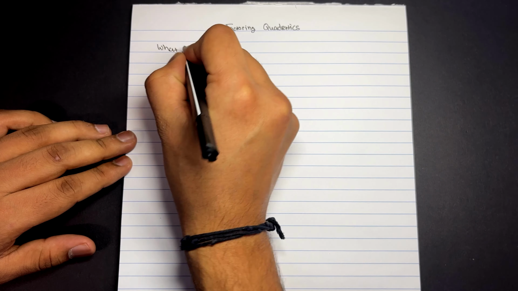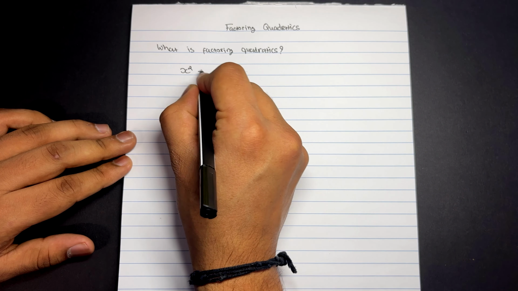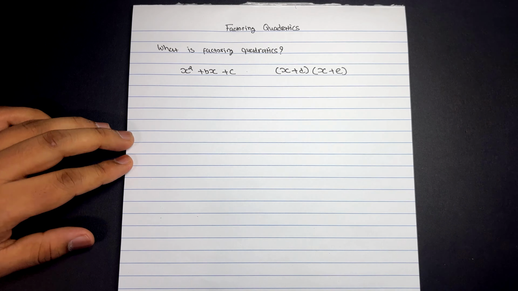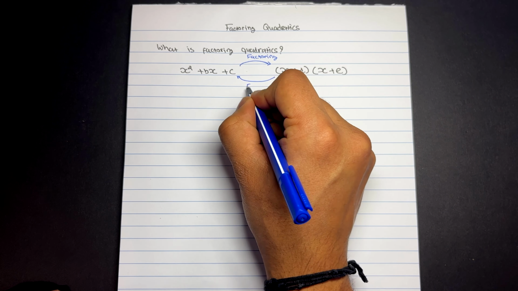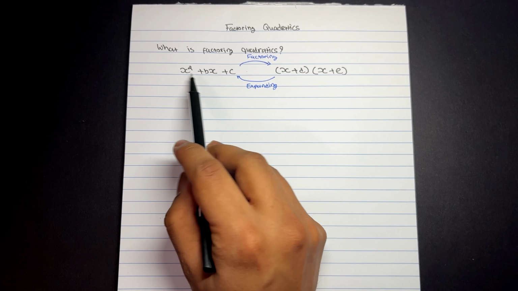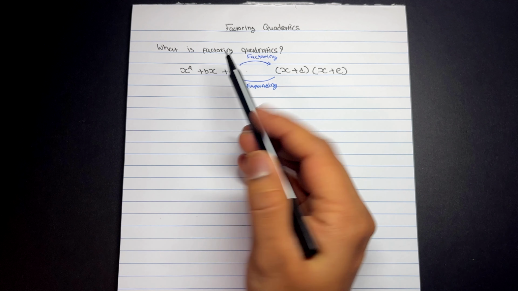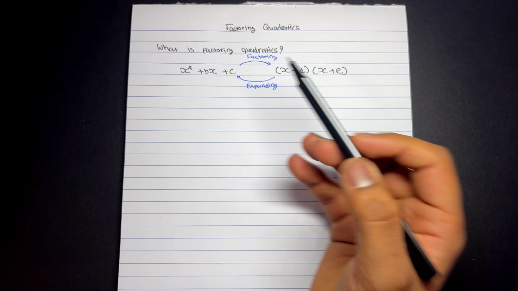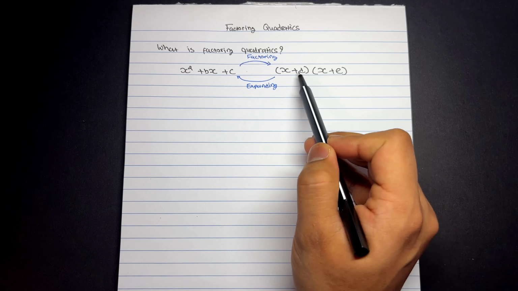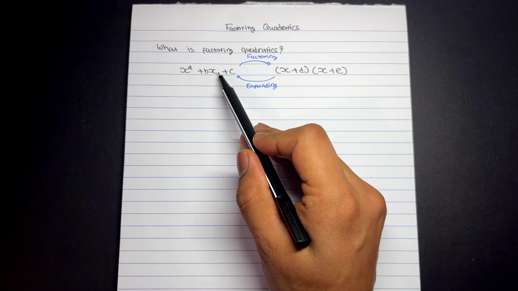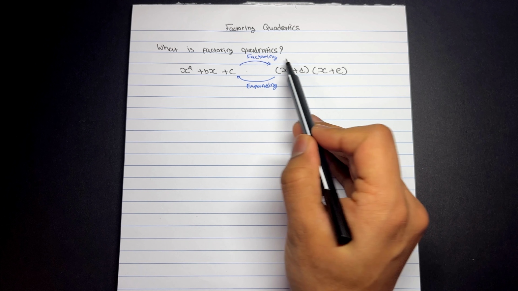Today we're going to learn how to factor quadratics. So, before we get started, let's get clear on what factoring quadratic means. When we're given a function like this, x squared plus bx plus c, and we convert it into two different brackets, going from this one to this is called factoring.